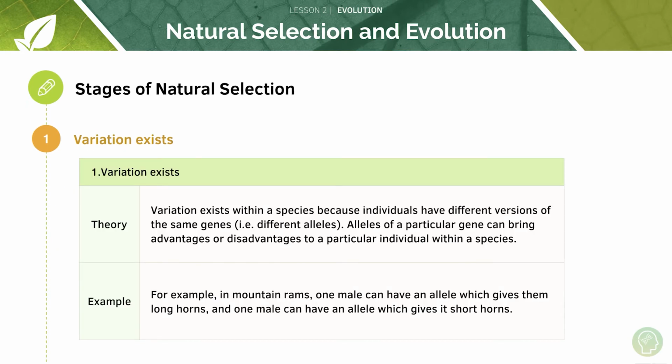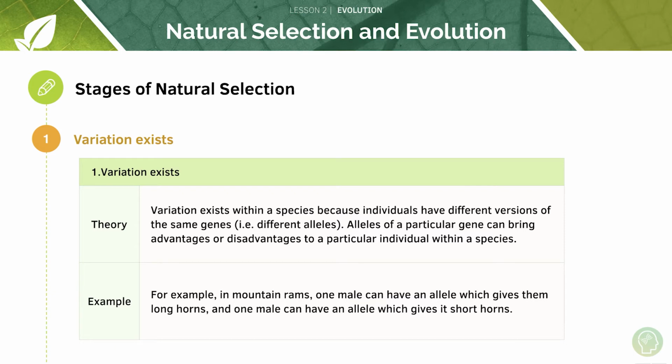So to talk about this in more detail, variation within the population exists within a species because individuals have different alleles, so different versions of the same genes. Now, alleles of a particular gene can bring advantages or disadvantages to a particular individual within a species. So, for example, we have a little example here with mountain rams. One male can have an allele which gives them long horns, and one male can have an allele which gives it short horns. So, different alleles of the same gene.